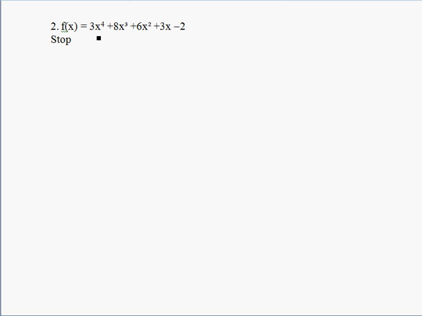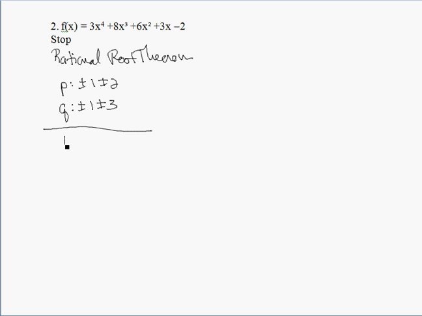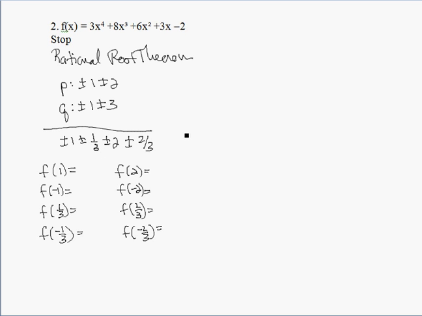Okay, so again, we got to find all the roots here. So the first one we're going to do is the rational root theorem. So my p-values are plus or minus 1, plus or minus 2. My q-values are plus or minus 1, plus or minus 3. So I find the quotient of each of these. So plus or minus 1, plus or minus a third, plus or minus 2, plus or minus 2/3. And then evaluate f at all these 8 values here.